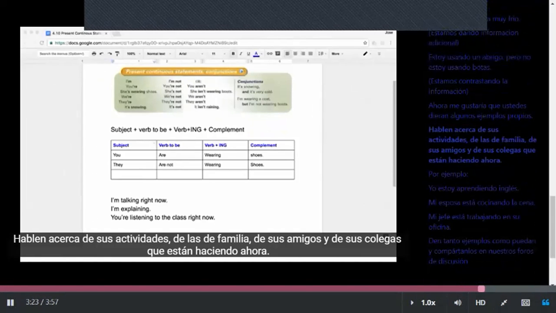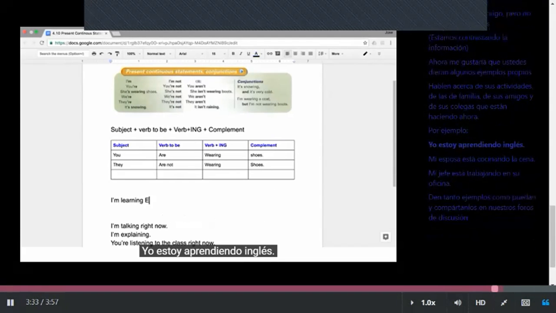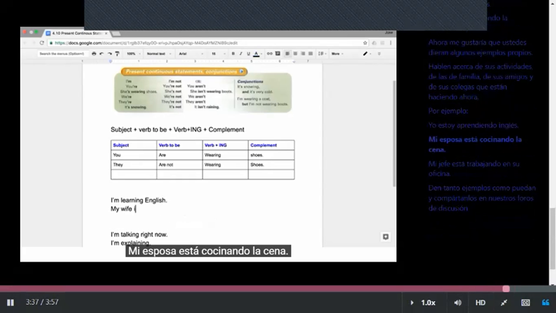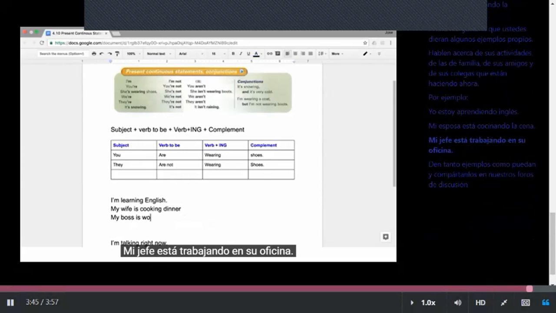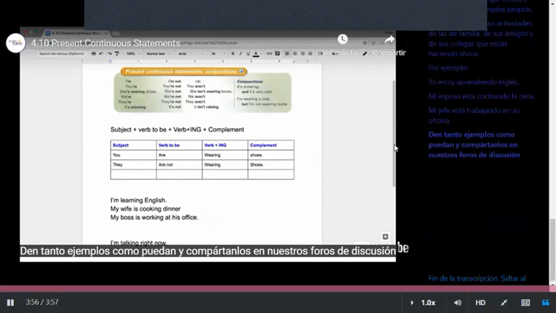Now, I would like for you to give some examples of your own. Talk about the activities that you, your family, your friends, and co-workers are doing now. For example, I'm learning English. My wife is cooking dinner. My boss is working at his office. Give as many examples as you can and share them in our discussion forums.